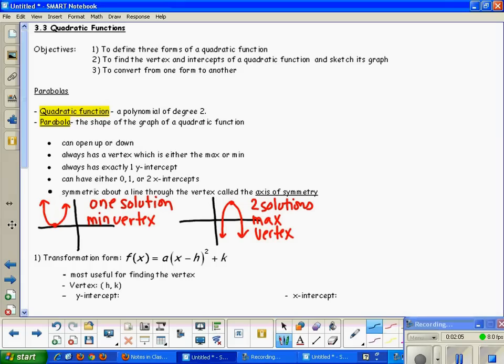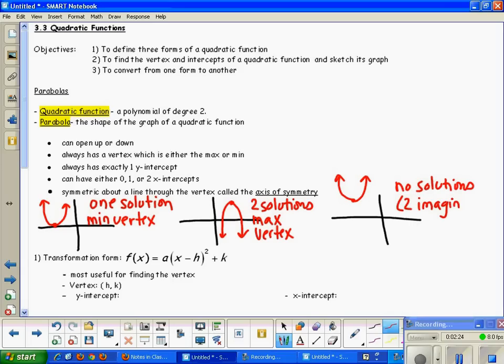And then the last scenario for our x-intercepts is when our graph is maybe going something like this, where it doesn't cross the x-axis at all, so this would be no solutions. And then you have two imaginary answers if you were to do the quadratic formula or something on your equation.